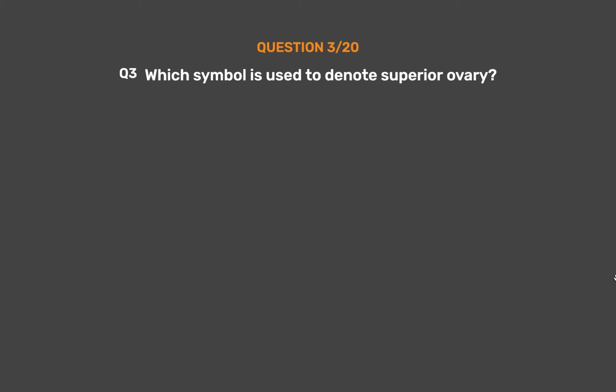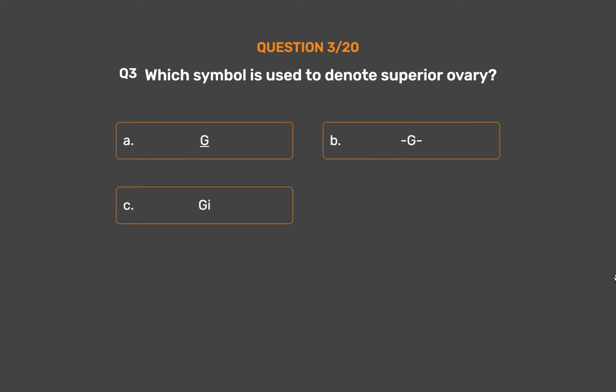Question number 3. Which symbol is used to denote superior ovary? Option A. G. Option B. G. Option C. G. Option D. None of them.